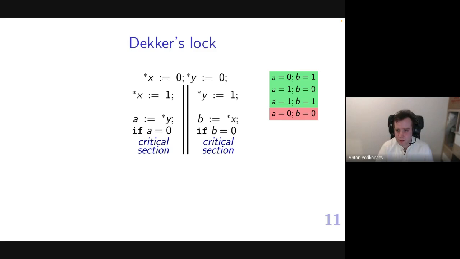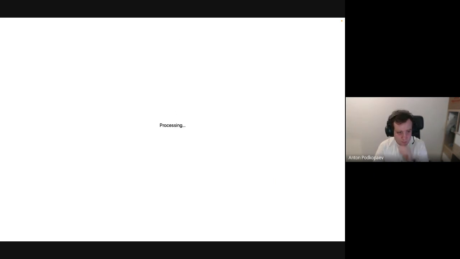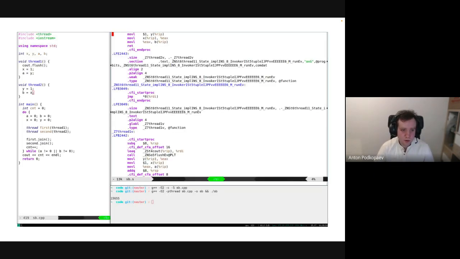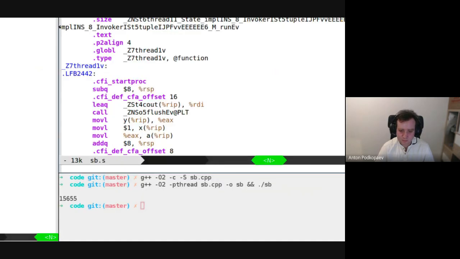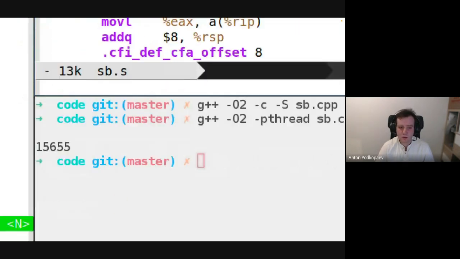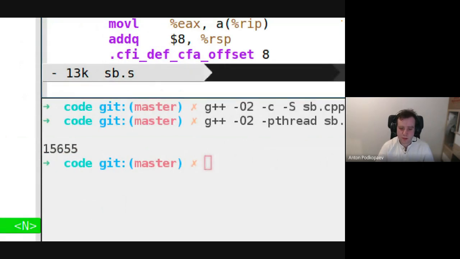And we could also get the result A equals 1, B equals 1 if we first execute the assign instruction in the left thread, the assign instruction in the right thread, and then do the reads. However, there is no sequentially consistent execution leading to A being equal to 0 and B being equal to 0 at the same time. So if we check this program written in C++, we will see that still we get a result that the synchronization doesn't work.